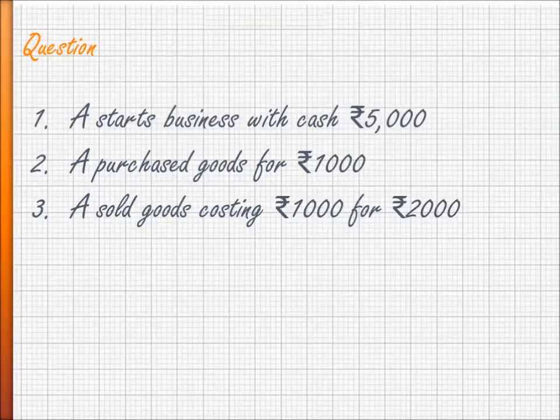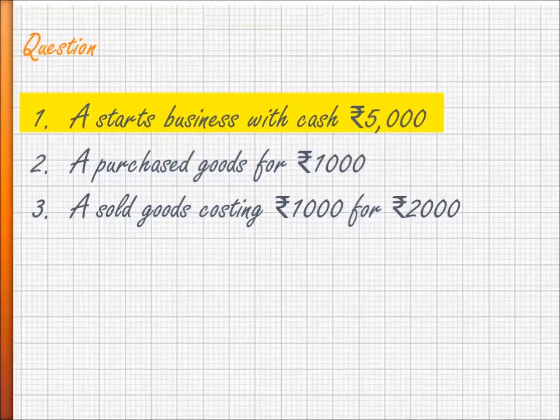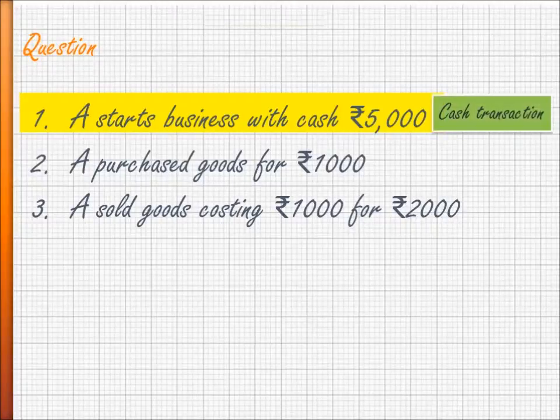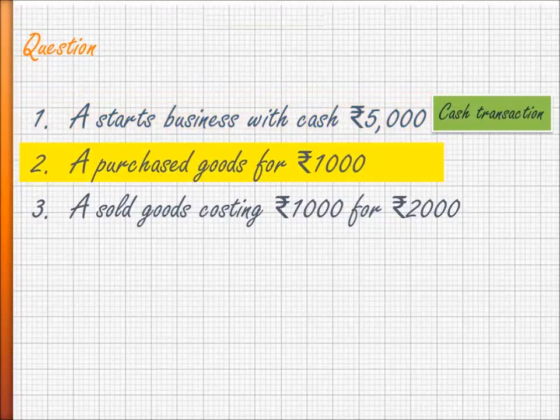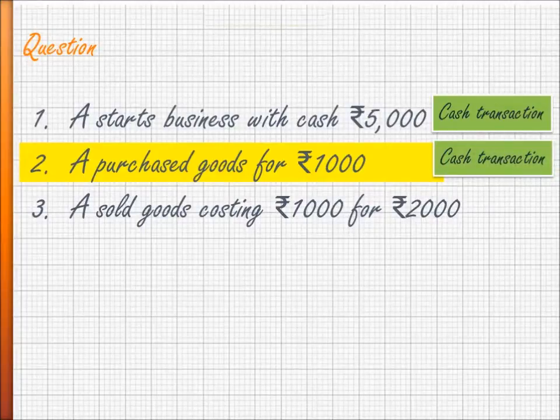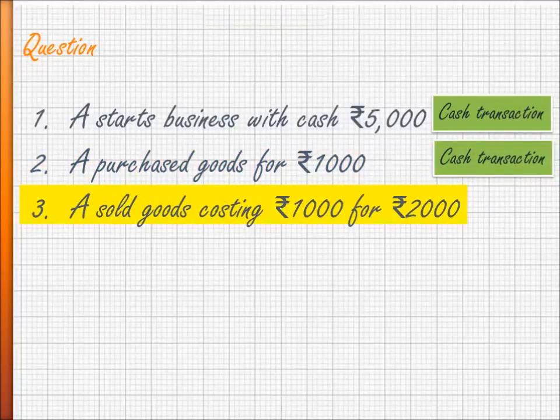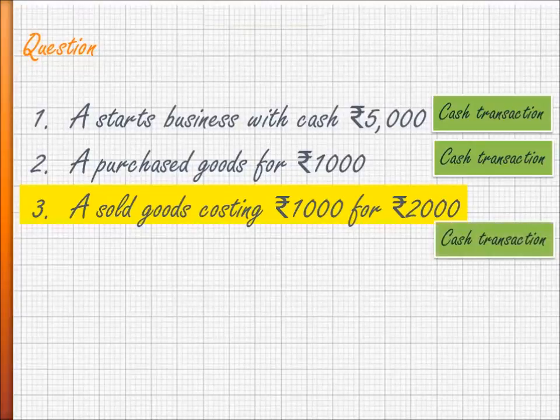So if you notice, at the first transaction, cash has come in, so this is a cash transaction. Then purchased goods on cash basis, this is a cash transaction. Then number 3, goods were sold on cash basis, these are cash sales, again a cash transaction. So all these three transactions are cash transactions. You know, all cash transactions are recorded or noted down in the cash book.